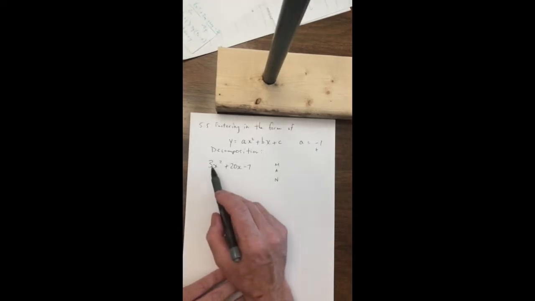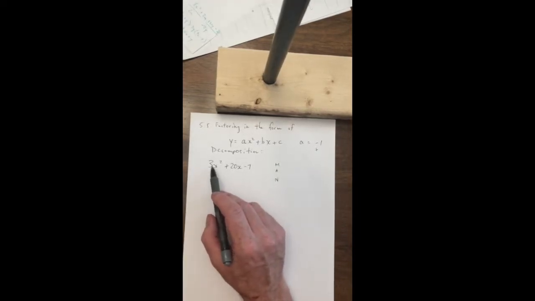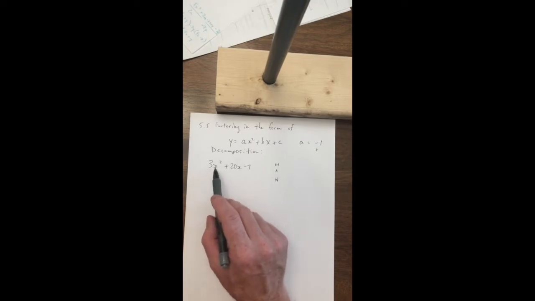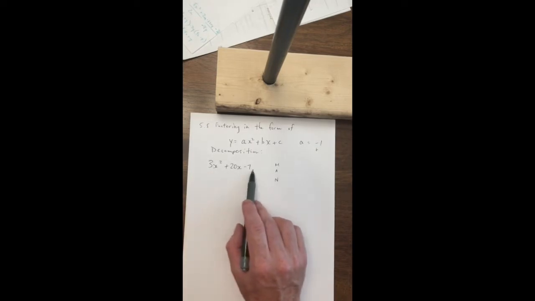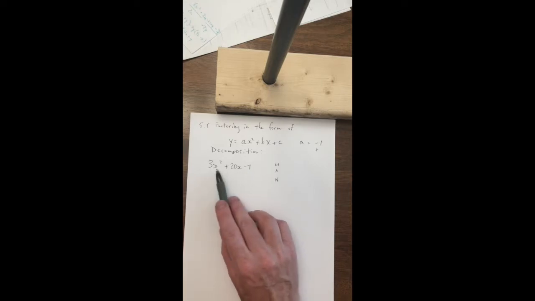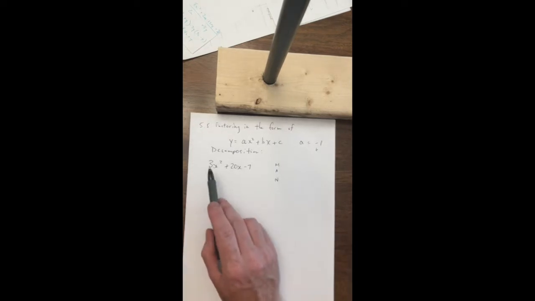So first of all, if we were to factor this according to our flow chart, do we have any common factors? The answer is no. We have 3 terms here, and they are not divisible by anything in common. And we can't use our method from last day because we have an a here greater than 1. It's 3. So we're going to use our method.